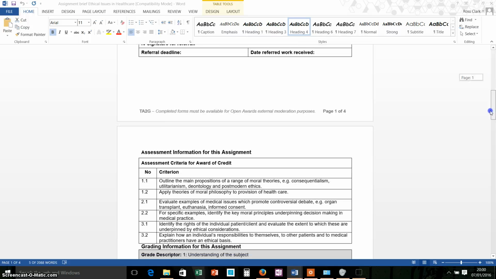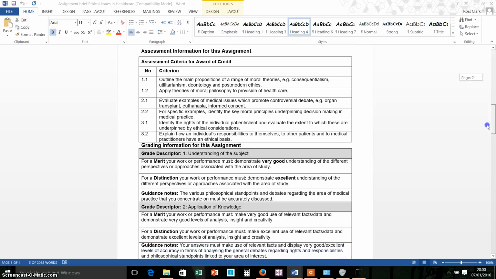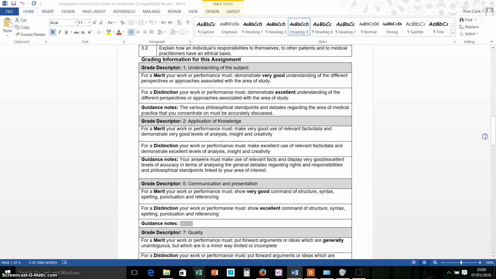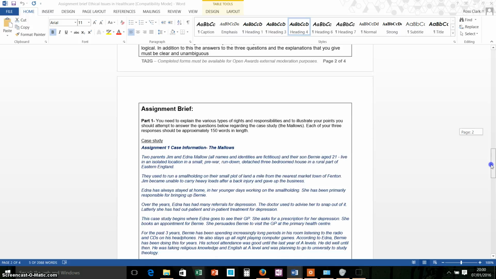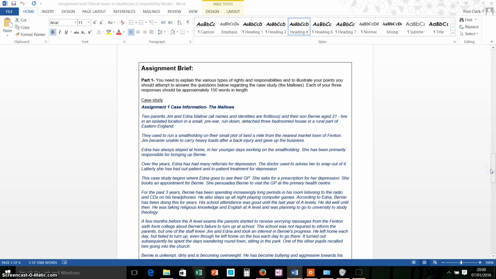Those are the criteria, the grading information: understanding, application and knowledge, communication and presentation, and quality. So basically the same as your last unit. Right, the main thing I want to do here is just to talk to you about the assignment brief.